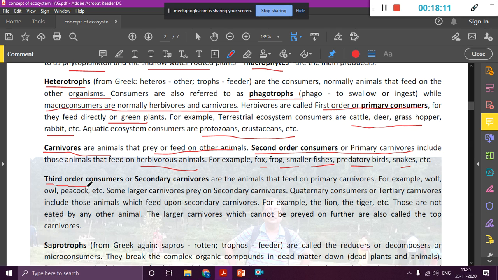Then you have the third order consumers or secondary carnivores. They feed on other carnivores. For example, wolf, owl, peacock, they are all secondary. They feed on other carnivores. So when a lion and tiger die, they are.